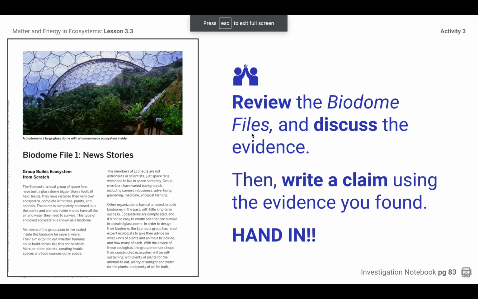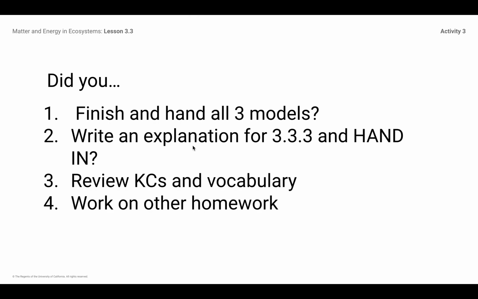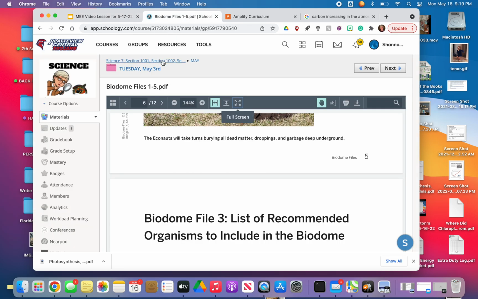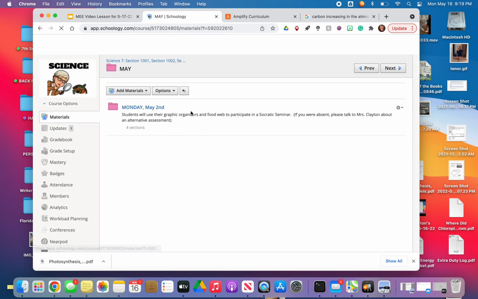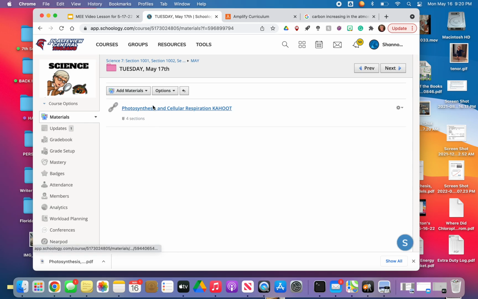Last but not least, when you are finished with that, I just want to make sure that you've got everything finished and handed in. Write an explanation for 3.3.3 and hand that in. If you've got time, you can work on key concepts and vocabulary. You can work on other homework. Or you may have noticed in your folder, I have a Kahoot for review. So I just wasn't sure if I gave you guys enough to keep you busy today. So here's that photosynthesis and cellular respiration Kahoot. We'll do a little bit more review tomorrow. Please make sure that you are studying and you're ready for this test on Thursday.